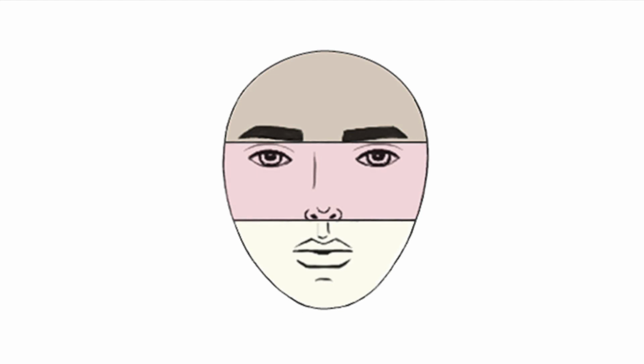For maximum physical appeal, the face should be divided into equal horizontal thirds. 1/3 is measured from your hairline to the base of your eyebrows. Another third is measured from your eyebrows to the base of your nose. And the last third is measured from the base of your nose to the tip of your chin.